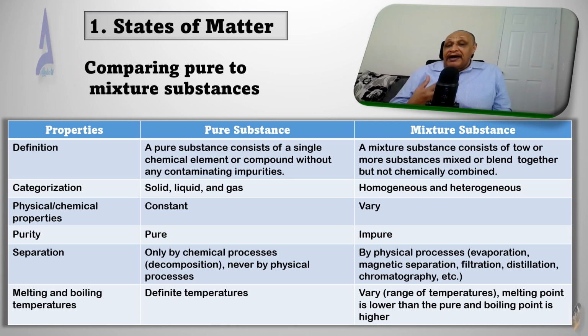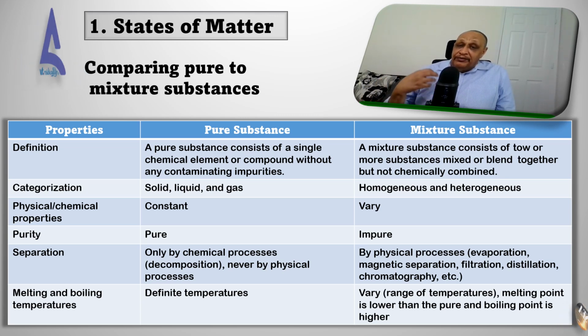Categorization, how do we categorize each of them? In the case of pure substances, we categorize them into solid, liquid, and gas categories. While in mixtures, we have only two categories, which are homogeneous mixture and heterogeneous mixture.